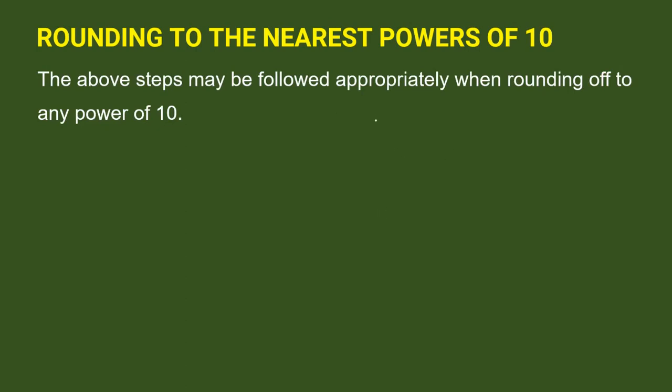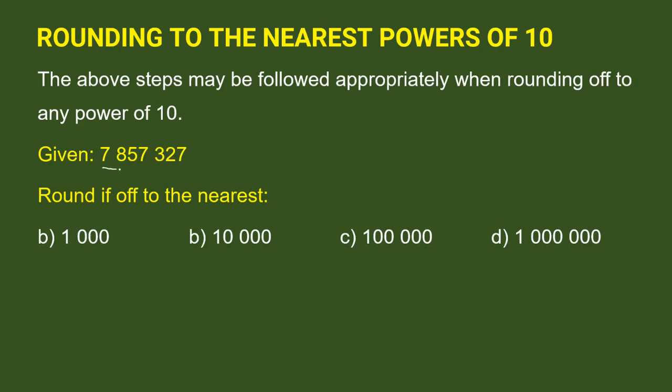The steps that we have talked about, rounding off to the nearest 10, remember in the previous tutorial, and then rounding off to the nearest 100, can be used in other powers of 10, like rounding off to the nearest 1,000, the nearest 10,000, the nearest 100,000, and so on. Right, let's try to use what we have learned to round off this number to the nearest 1,000, the nearest 10,000, the nearest 100,000, and the nearest million.